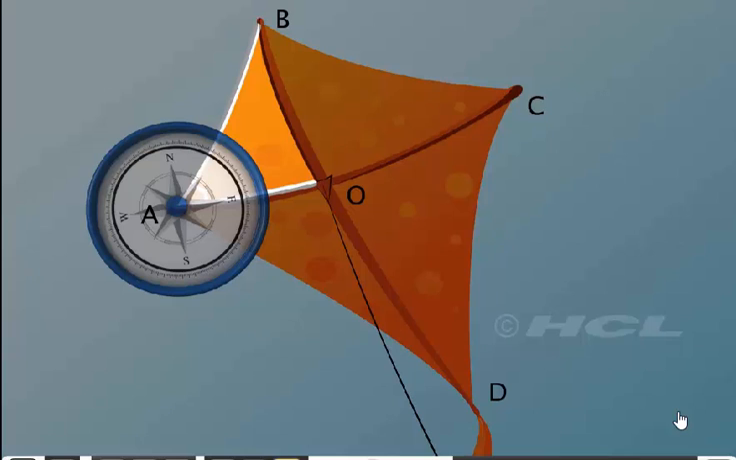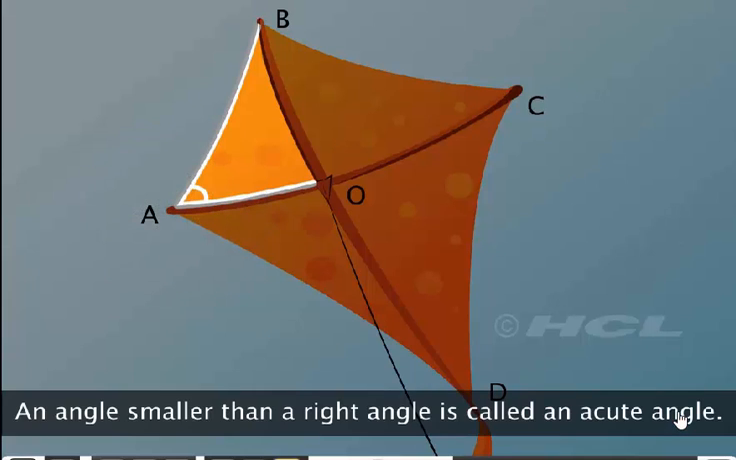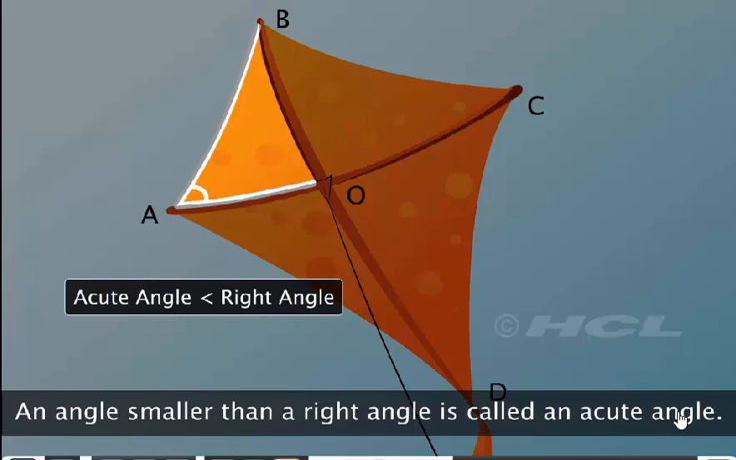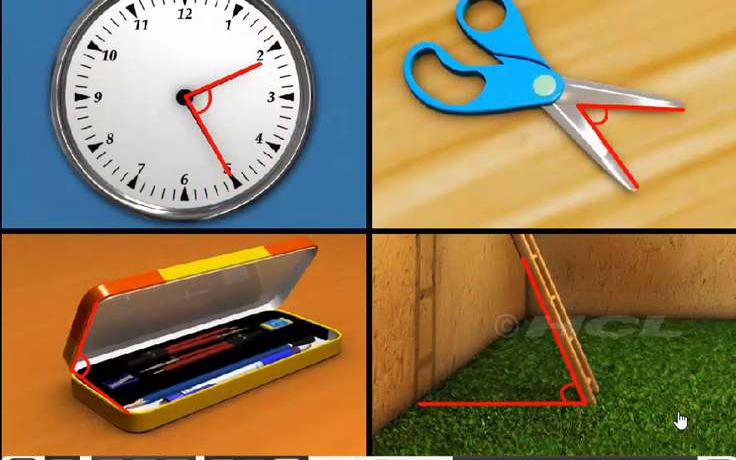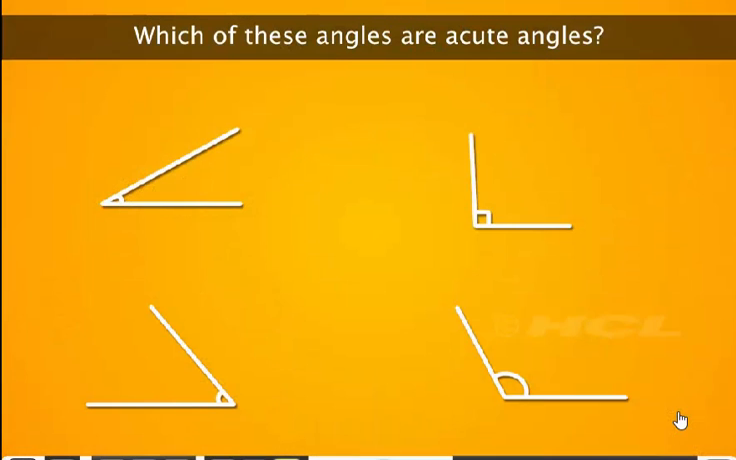Well, let's see. The angle we just measured seems smaller than a right angle. That is, it seems to be less than 1/4 of a revolution. Such an angle, smaller than a right angle, is called an acute angle. Here are some more examples of acute angles. Which of these angles are acute angles?